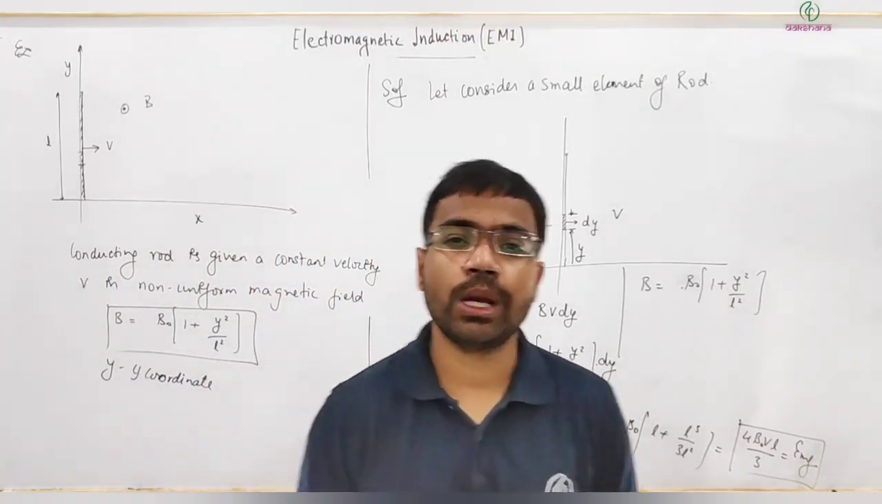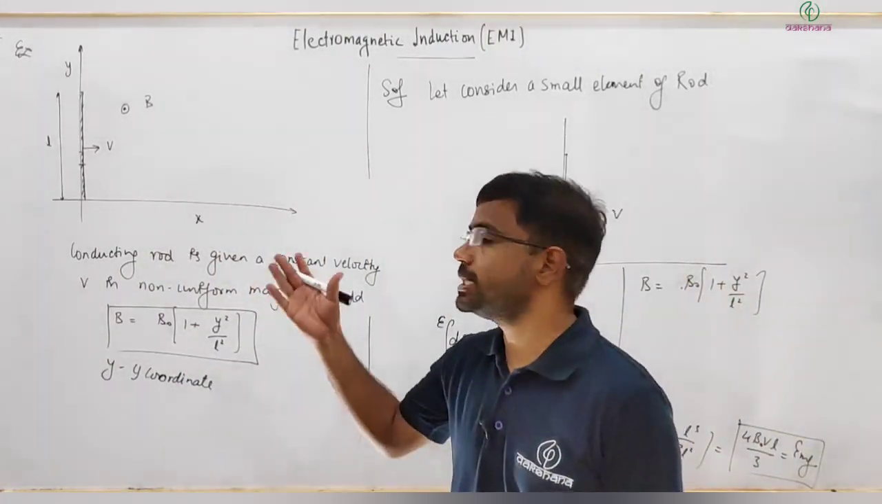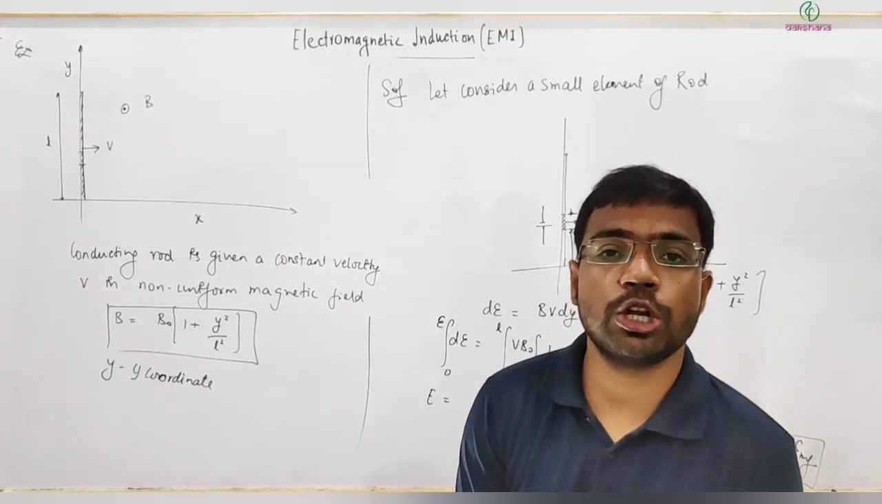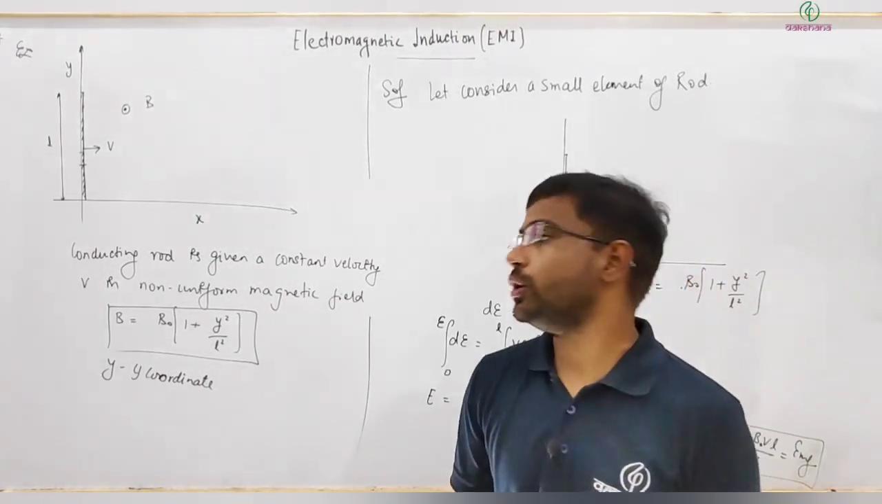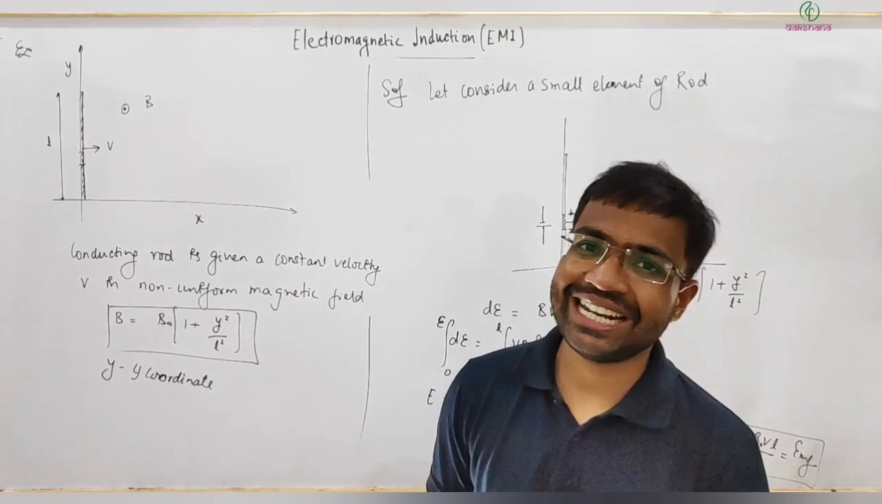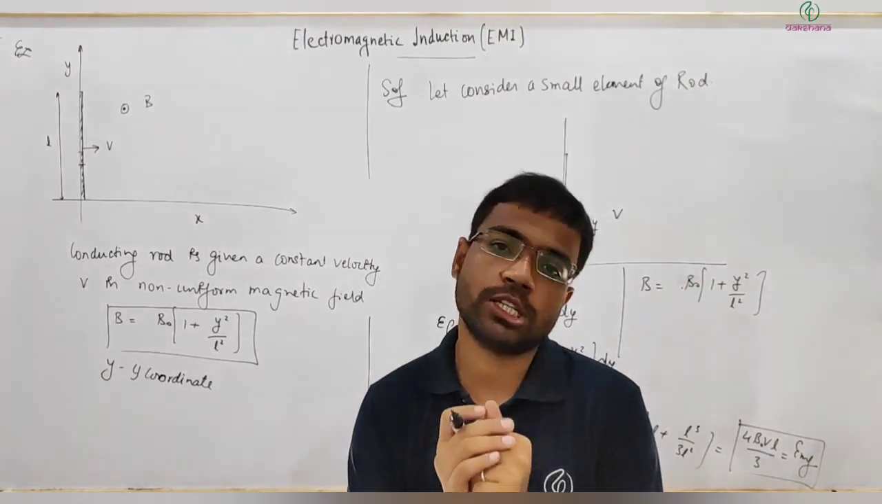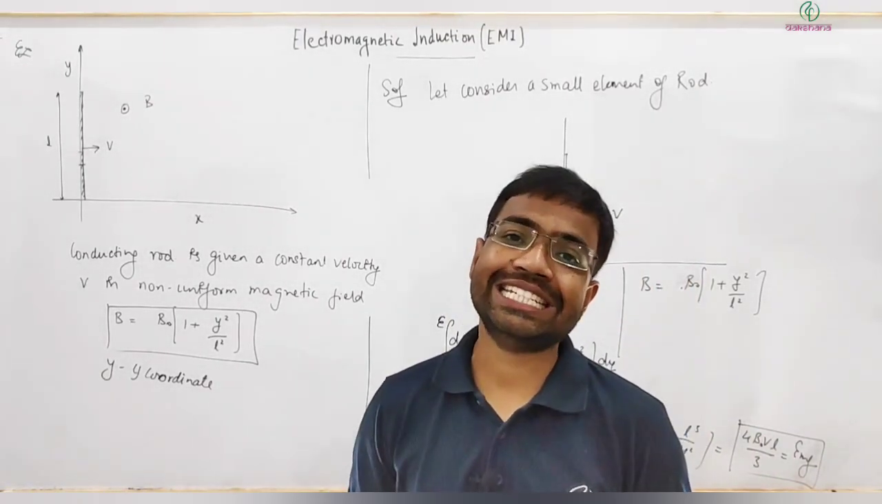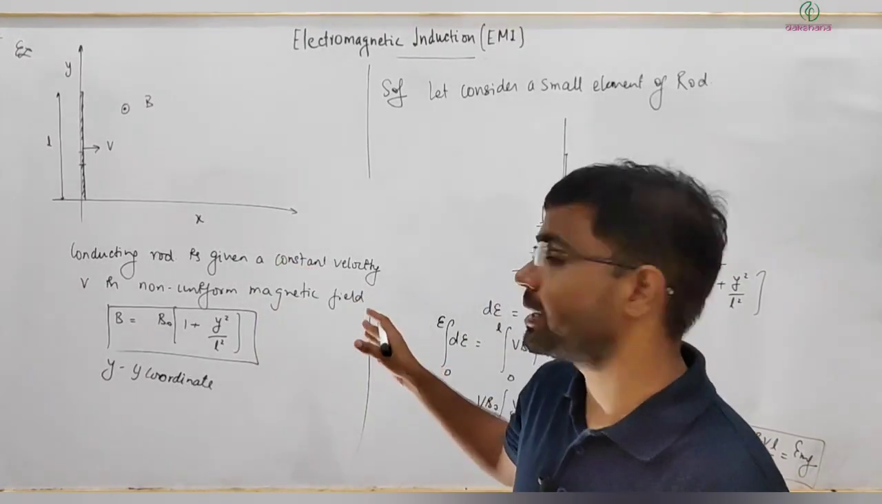So you can see very easily we can get the induced EMF in the rod. We call it motional EMF because this is arising due to the motion of the rod in a magnetic field. If the magnetic field is uniform, we can directly write VBL. If the magnetic field is non-uniform, then we need to go for the integration part. So I hope you are clear with this part.